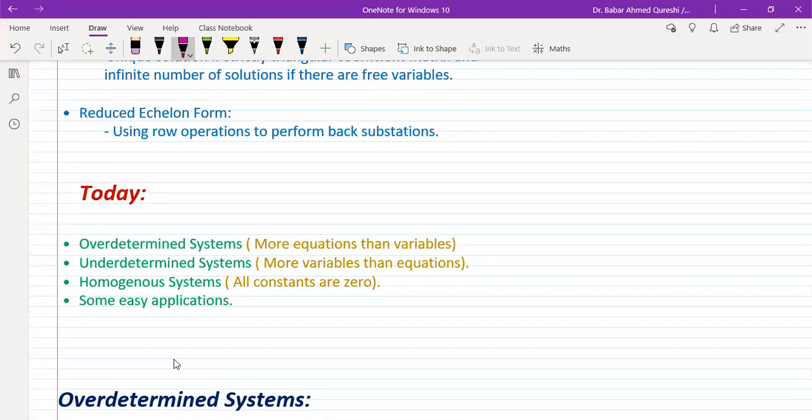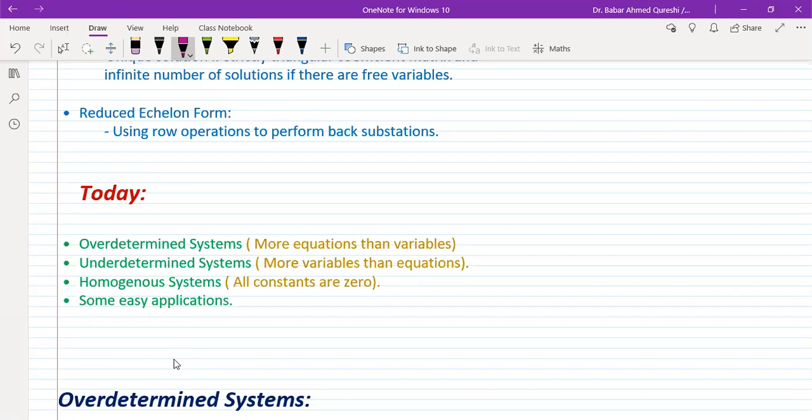So today we are going to look at some of these things. I will do some easy applications as well because I don't want to jump to the next topic today. I want to start it, those new things with a standalone lecture.